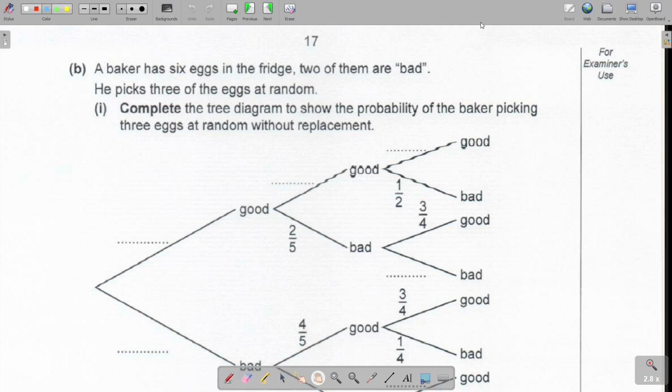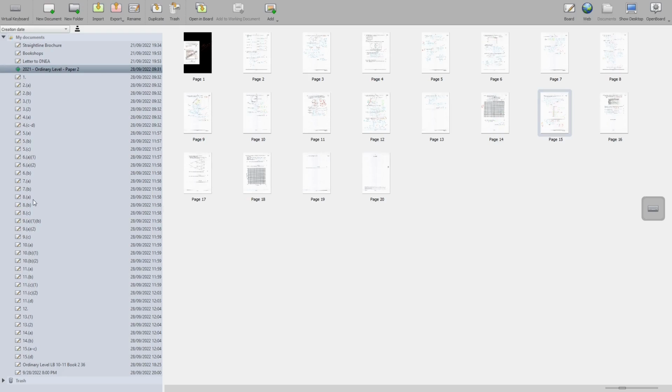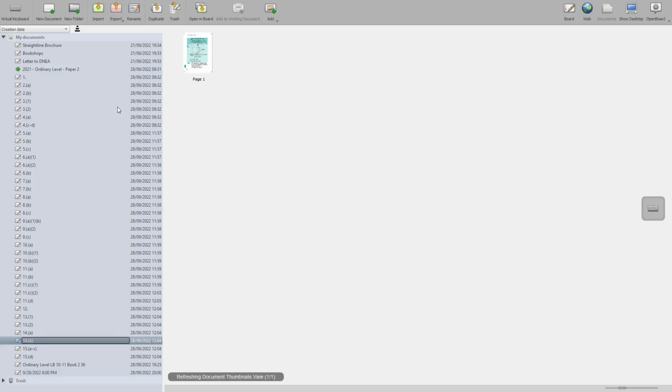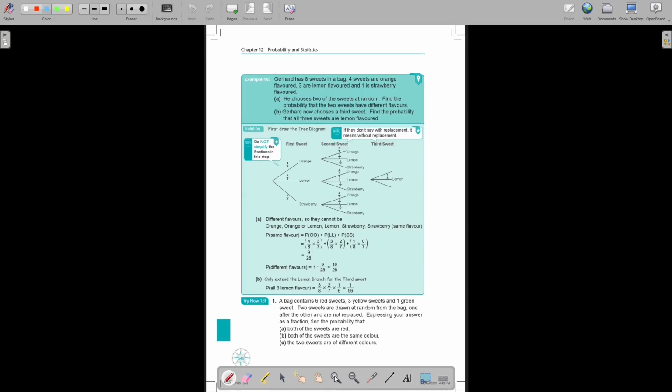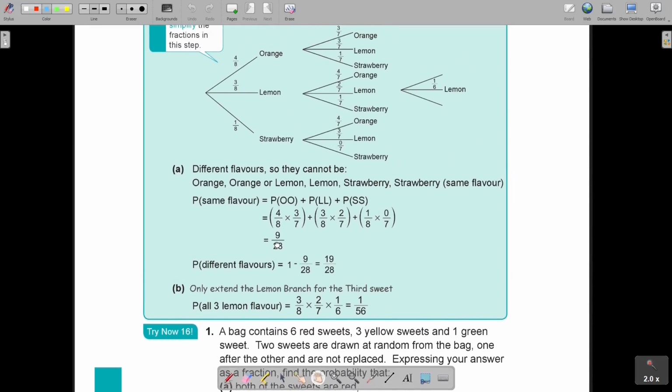Now, just remember, and I think I said it in a few question papers already, before I go to an example, let me take you quickly to the textbook, so I don't have to write so many things. So this is question number 14b. If they say the baker picks 3 eggs at random without replacement, that means dependent. So if there were 6 eggs and he takes 1, then there's 5.